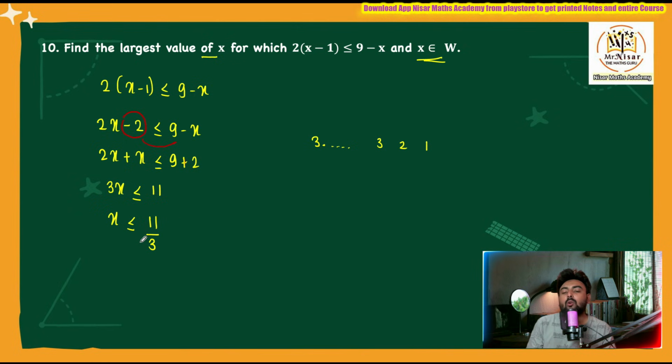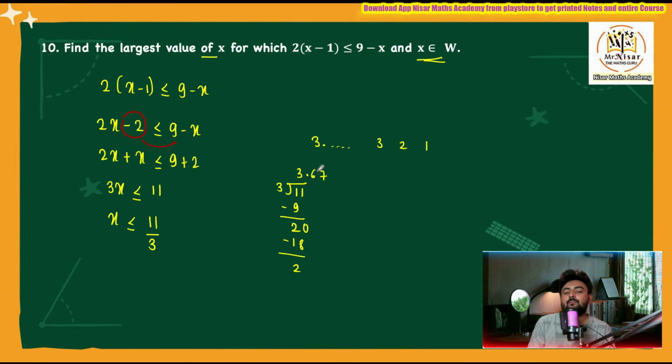So here if I divide this 11 by 3, this no need to write, this is just for your understanding. 3 3s are 9, so I'll have here 2, then point, then 3 3 6 are 18, then again I have a point that will be 2 and it goes on continuing. So I'll consider this as 3.67. Now x is less than equal to 3.67.